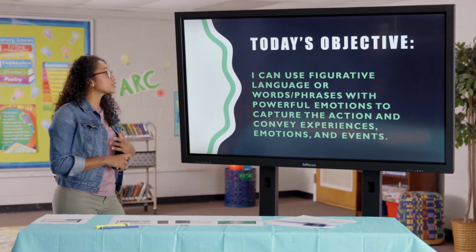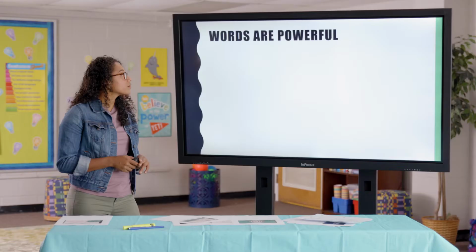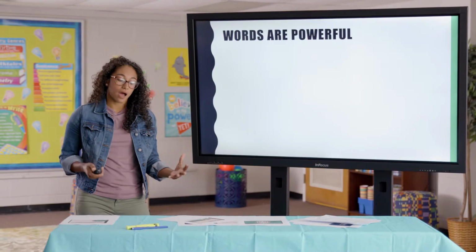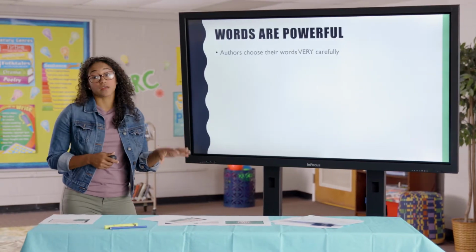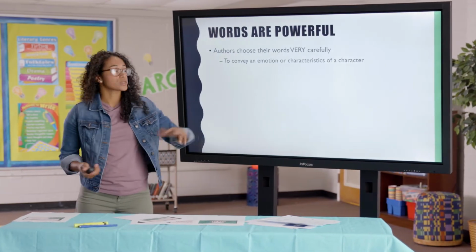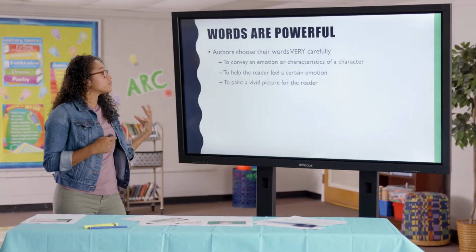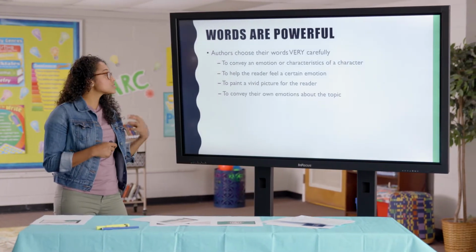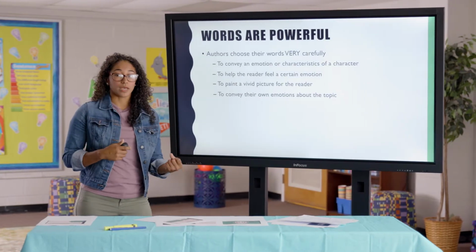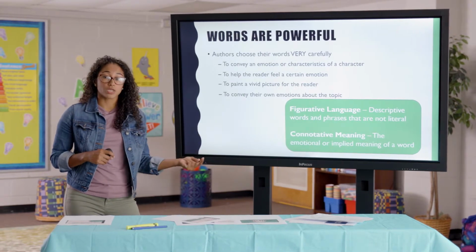Today we're going to use figurative language, or words or phrases with powerful emotions, to capture the actions, convey experiences, emotions, and events in our narratives. Remember, words are really powerful, and authors choose their words very, very carefully. They can use them to convey an emotion or characteristics of a character, to help the reader feel a certain emotion, or to paint a vivid picture for the reader, and to convey their own emotions about the topic. And authors will often use figurative language and connotative meanings of words to do that.